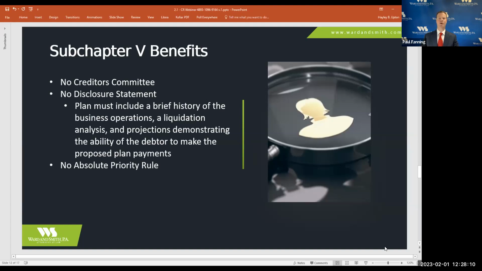Importantly, the discharge. If the plan is objected to but is still confirmed, discharge of debts doesn't apply until after all the payments are made, and that's an important distinction. And there are no quarterly fees paid by the debtor in a Subchapter V case.